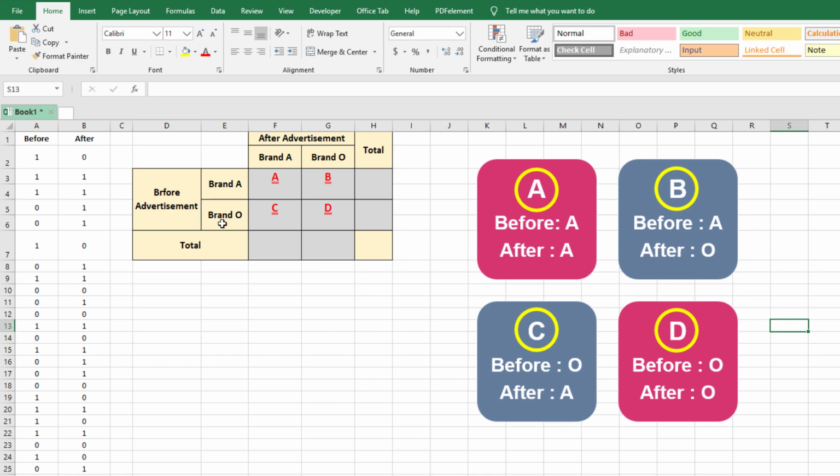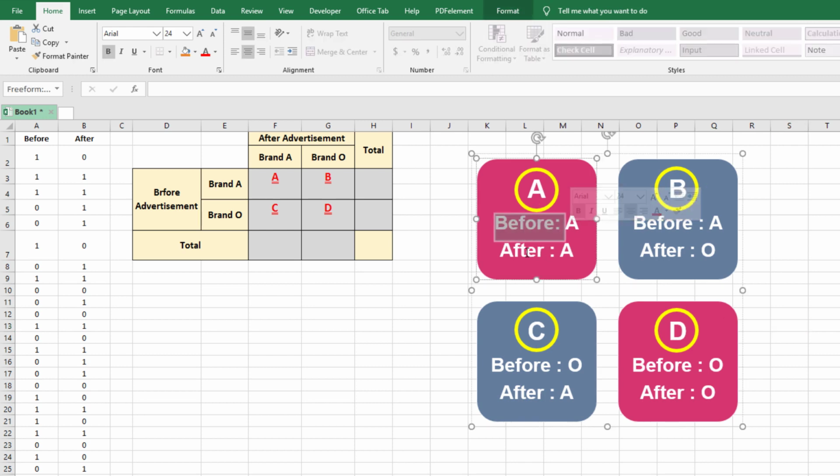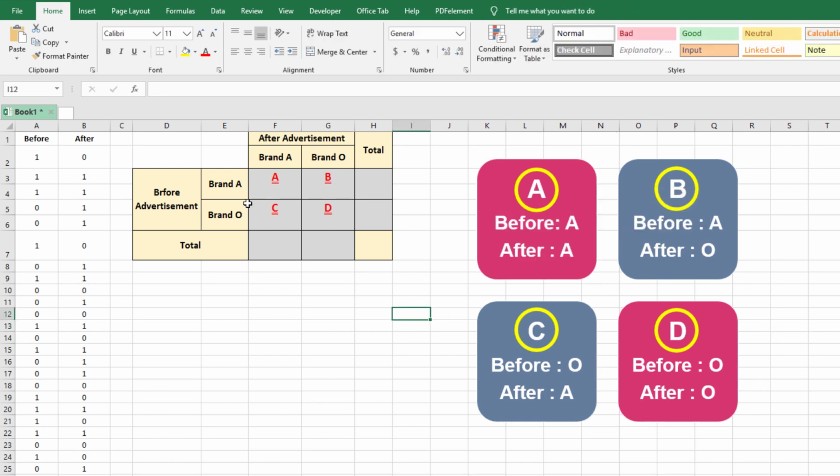So here is the 2x2 contingency table. This is a diagram that we are familiar with from the previous section. Column A represents before A and after A. In the same way, here you can see before the advertisement brand A, after the advertisement brand A. That is this column, the A column.